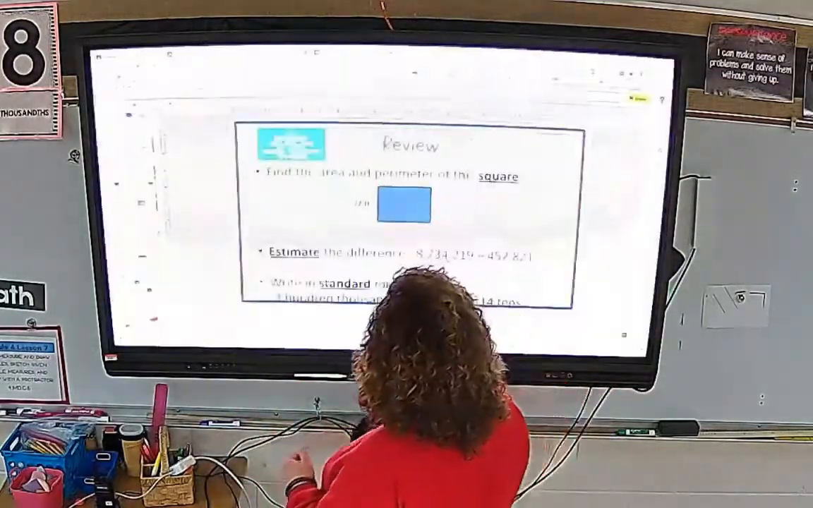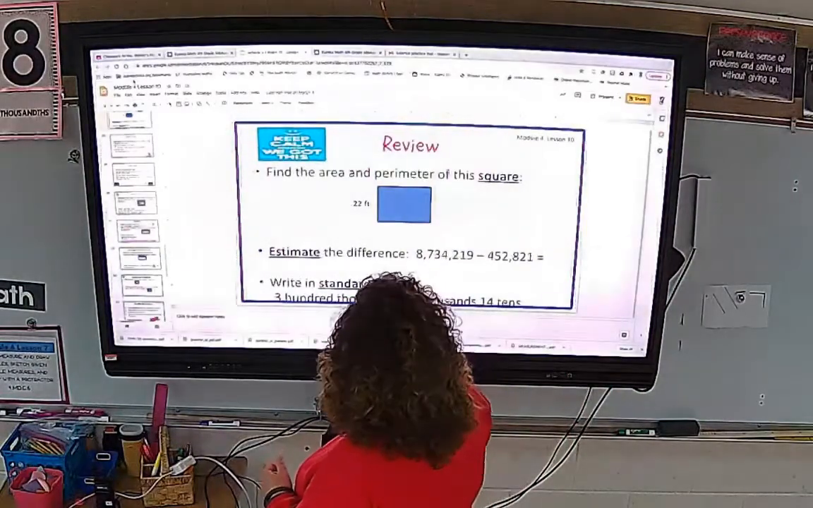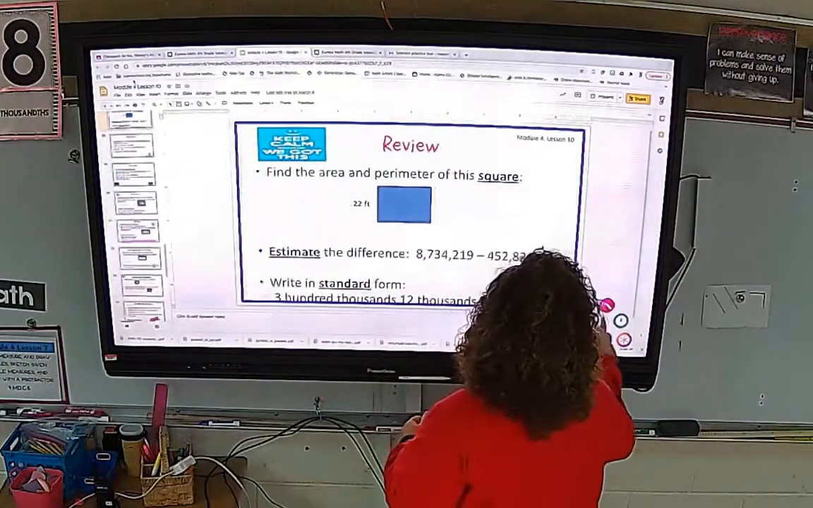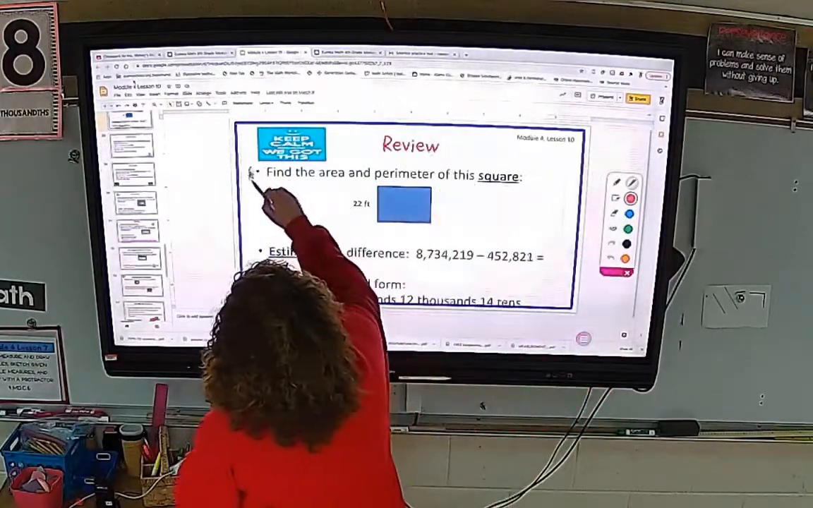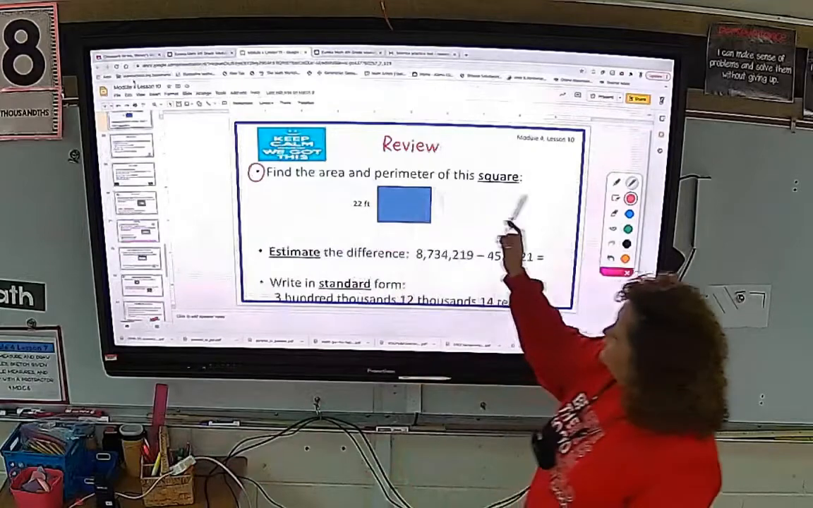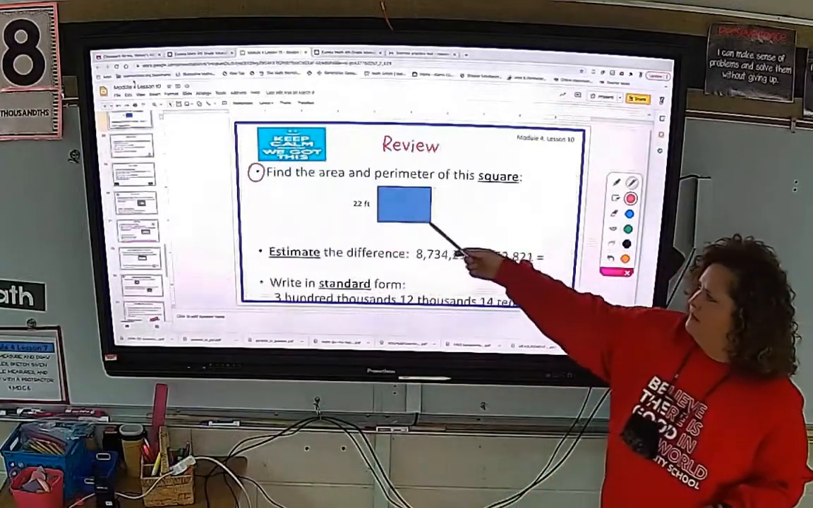First problem is this one right here on top. I'll just circle the bullet point right there. Find the area and perimeter of this square, and they give it to you right there.